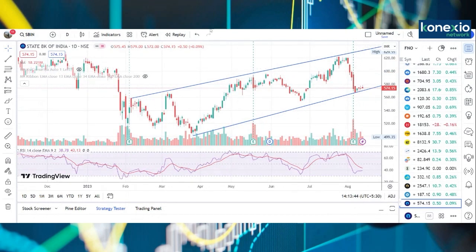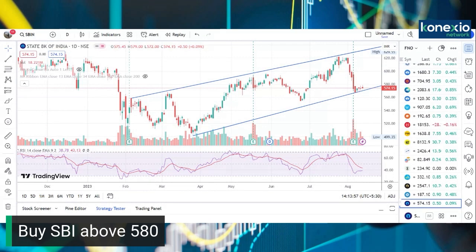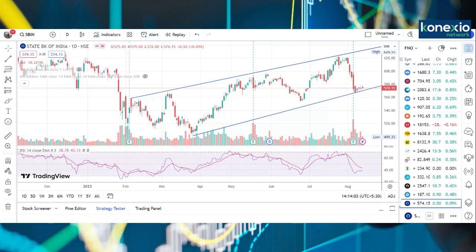So short-term investors, long-term investors, swing traders, positional traders can buy SBI above 580 only. Currently, the stock is quoting around 574. As of now, one should just wait and watch. The moment the stock crosses 580, supported with strong volumes, the volume should be more than 30 lakhs, 40 lakhs, or 50 lakhs on the daily trading sessions.